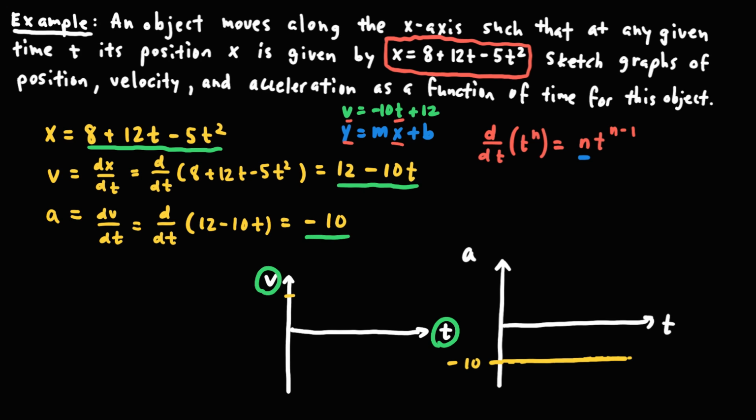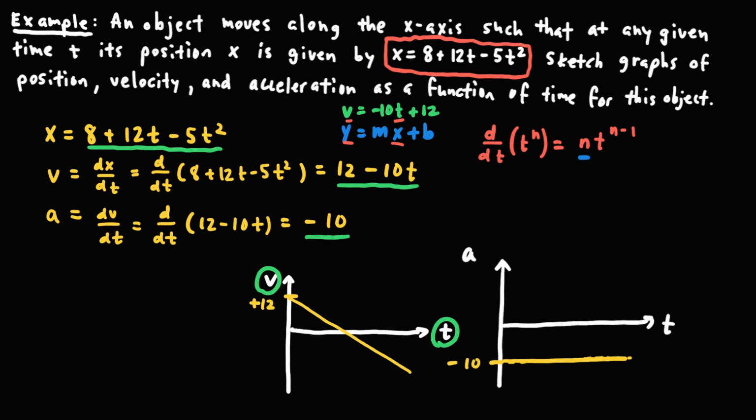And so there should be a positive intercept of plus 12. And the slope of this graph should be minus 10, so the slope should be negative, something like this. And I know it's a straight line because the velocity varies linearly with t.